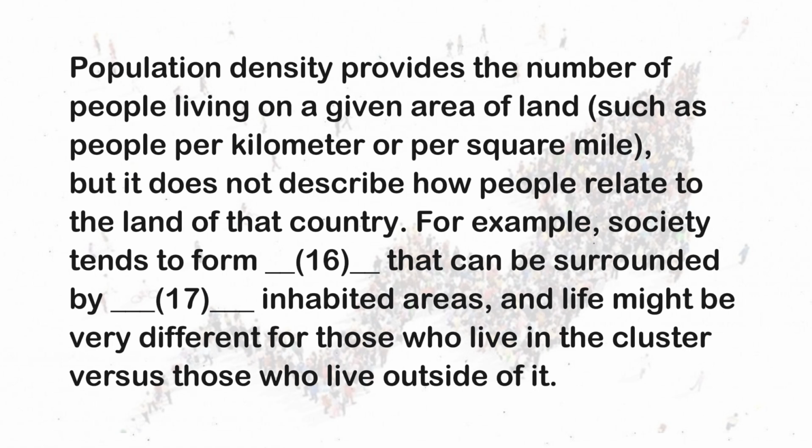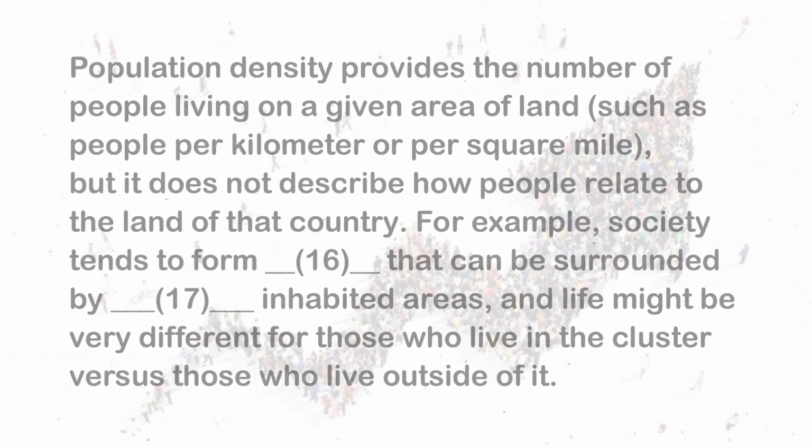Population density provides the number of people living on a given area of land, such as people per kilometer or per square mile, but it does not describe how people relate to the land of that country. For example, society tends to form clusters that can be surrounded by sparsely inhabited areas, and life might be very different for those who live in the cluster versus those who live outside of it.